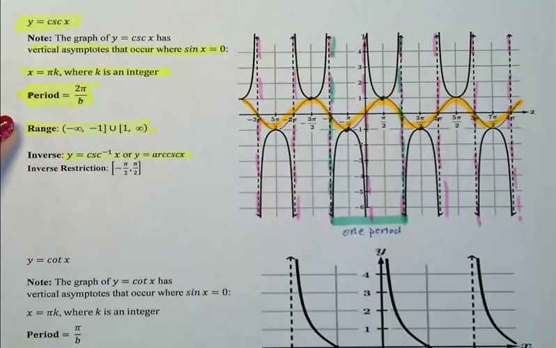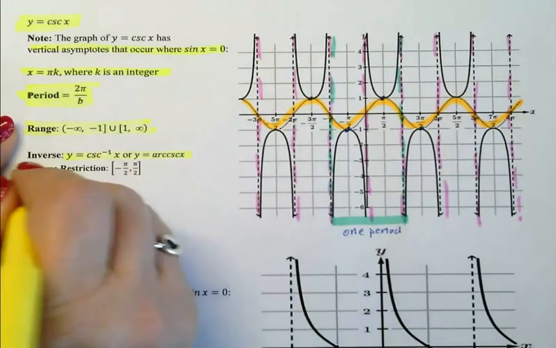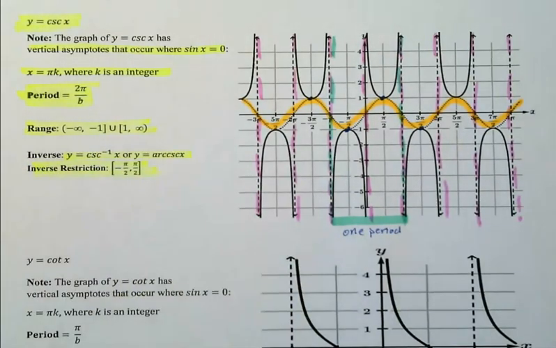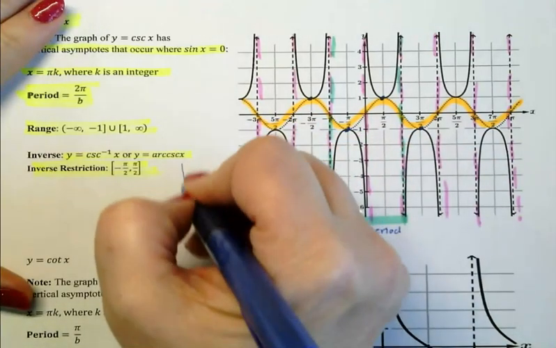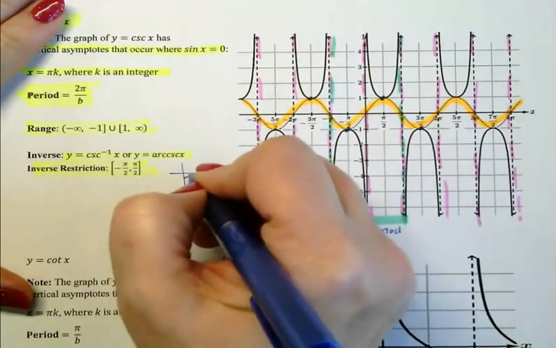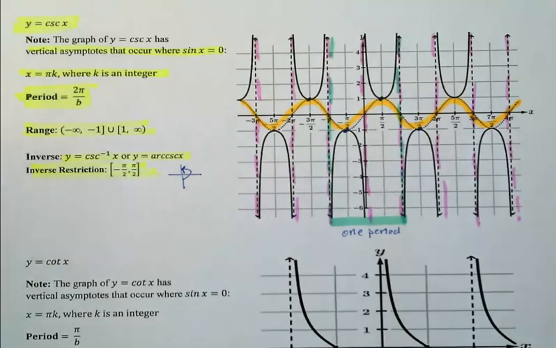The inverse, we can still have arc cosecant, we can have cosecant to the -1, and its restriction is going to be from negative pi over 2 to pi over 2. So if you're thinking about a restriction mark on the axis, then we would go like this. So that's our cosecant graph.